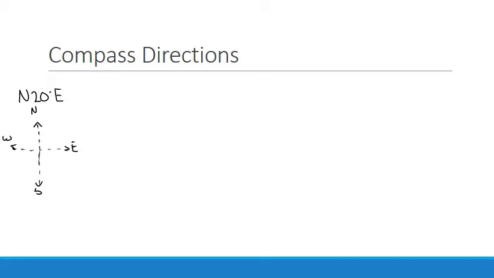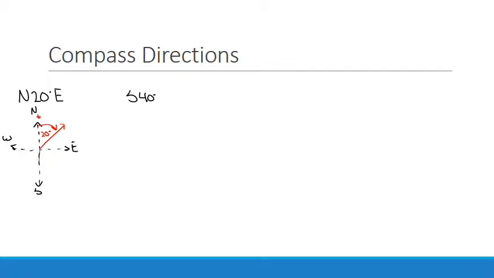North 20 degrees east means we go along the north line, but then we have to veer off 20 degrees in the east direction. So in the east direction, I'm going to go 20 degrees over. So that's the line they're really talking about. Let's do another one.